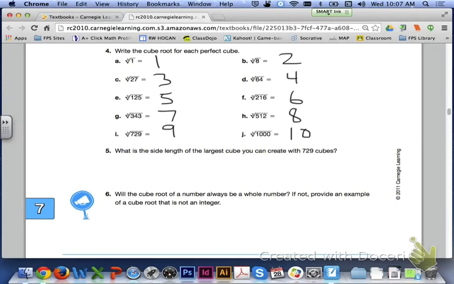Here are your answers for A through J. The cube root of 1 is 1. The cube root of 8 is 2. Cube root of 27 is 3. Cube root of 64, 4. Cube root of 125, 5. Cube root of 216 is 6. Cube root of 343 is 7. Cube root of 512 is 8. Cube root of 729 is 9. And the cube root of 1000 is 10.